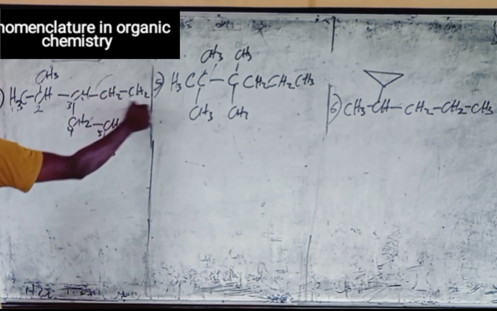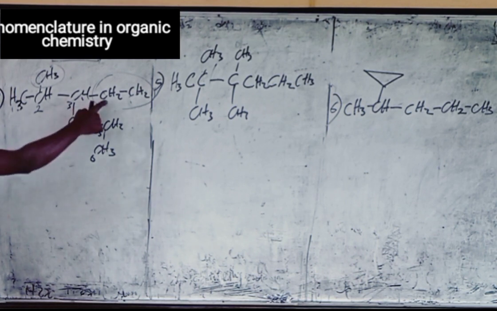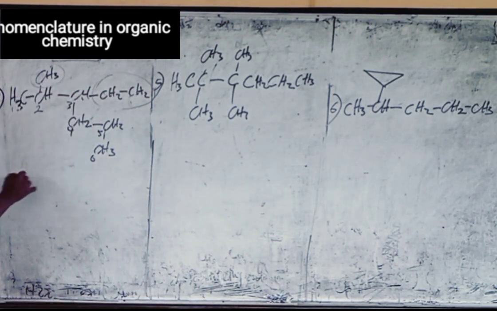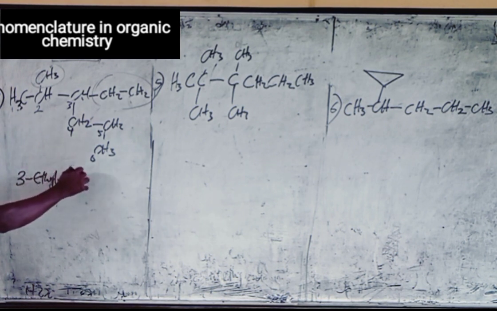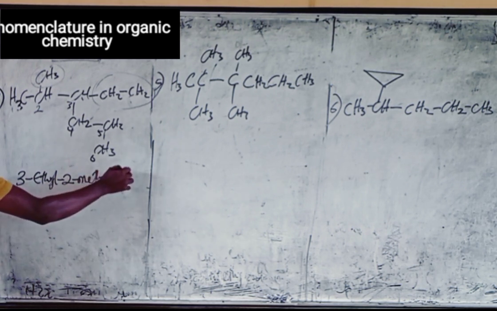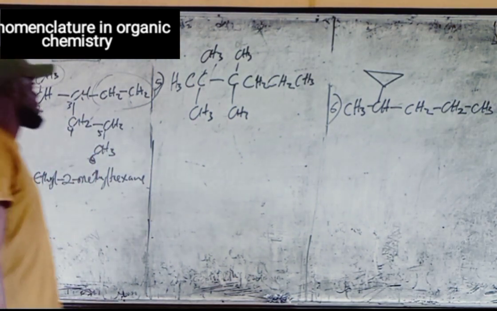So we follow this 1, 2, 3, 4, 5, 6. Automatically this one becomes a substituent. We have 2 substituents here, so this one will be 2. Remember, this one is ethyl, this one is methyl. E first before M. So we're going to have 3-ethyl, 2-methyl. What is the name? Hexane, number 6. Please take care of that.